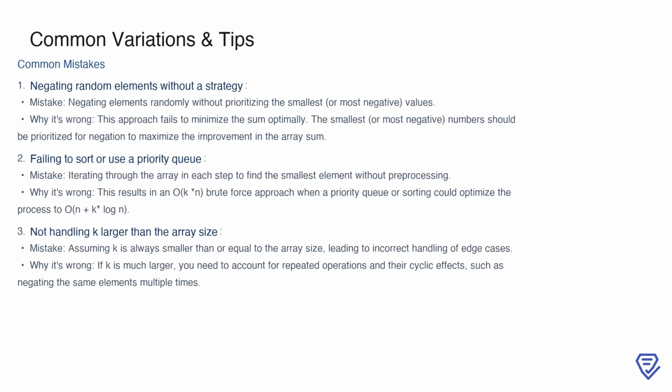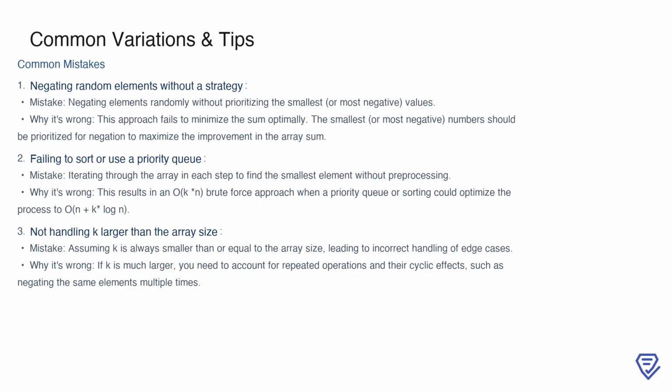When solving this problem, there are a few common mistakes that students often make, and addressing these can significantly improve your approach. First, negating random elements without a clear strategy can be a major pitfall. The key is to prioritize the smallest or most negative numbers because flipping these will have the greatest impact on maximizing the sum. Without this prioritization, it's easy to end up with suboptimal results.